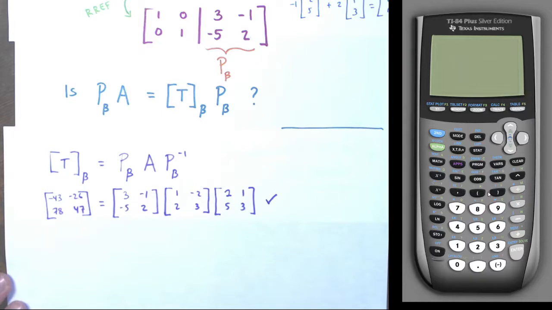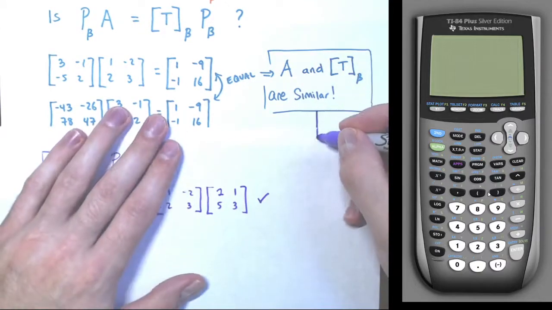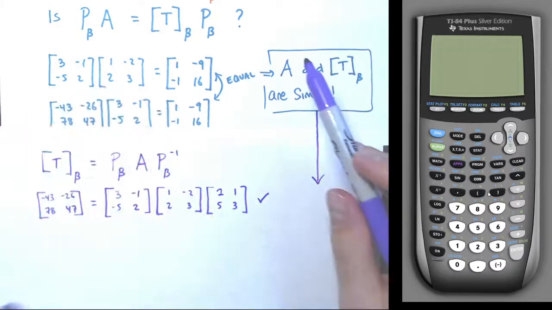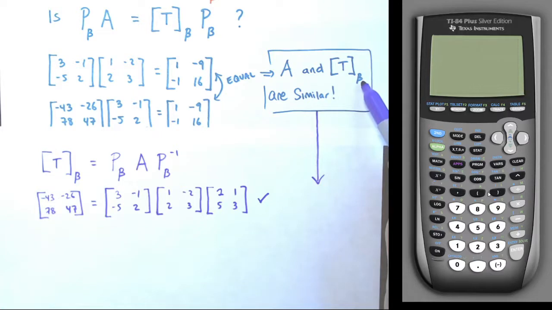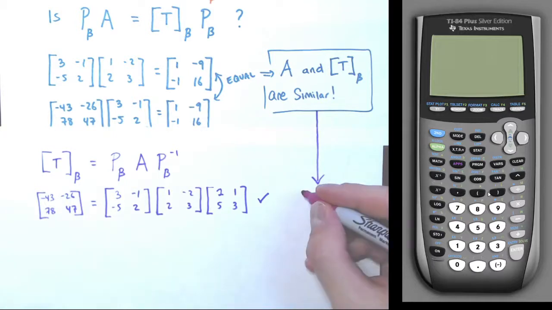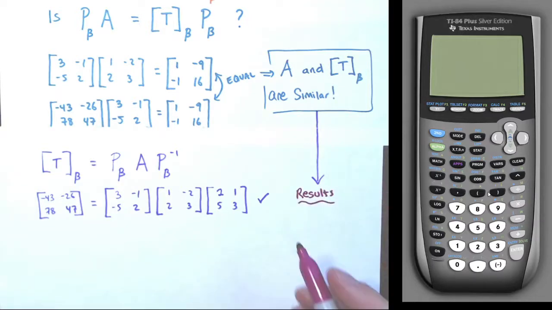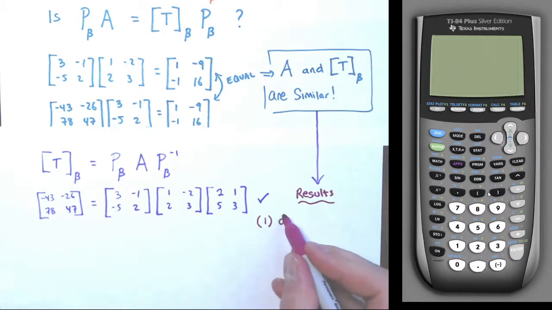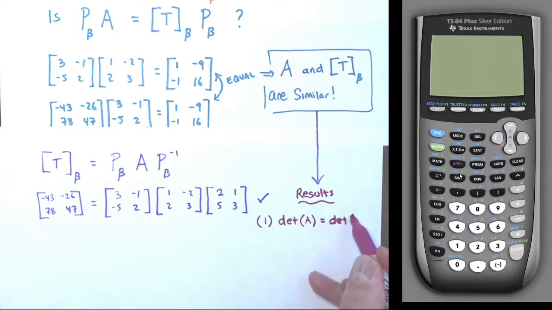Remember, in my previous video I talked about similar matrices. We're saying here that the standard matrix of a linear operator is going to be similar to the matrix representation of that same operator with respect to a different basis, a different basis for the domain and codomain. Remember some results of this, some properties of similar matrices. One of those was that if two matrices are similar, their determinants are going to be equal. Let's check that.